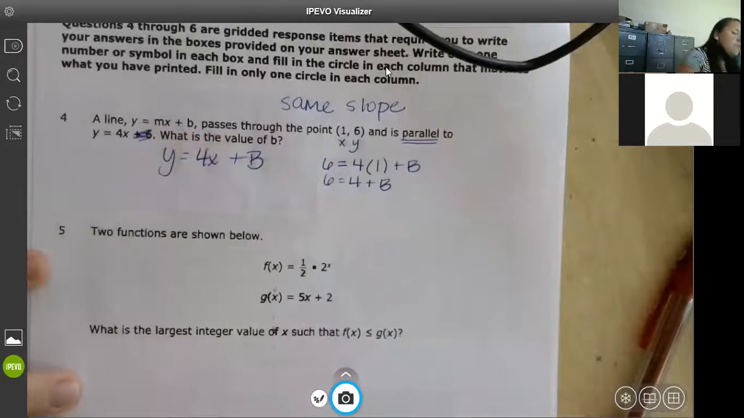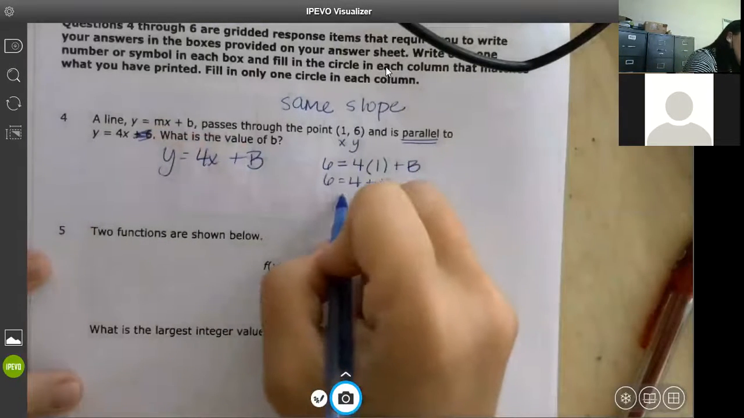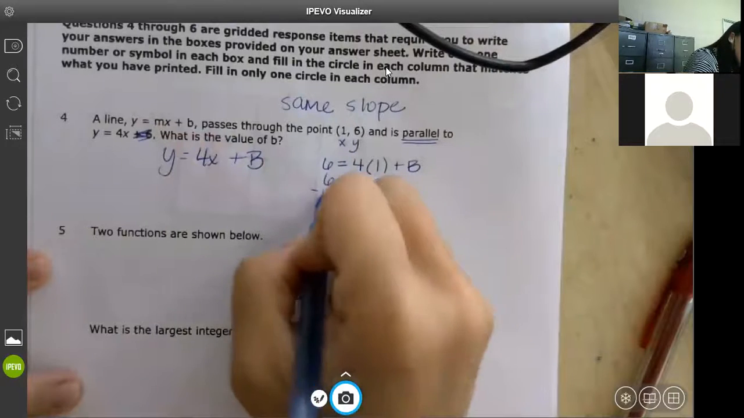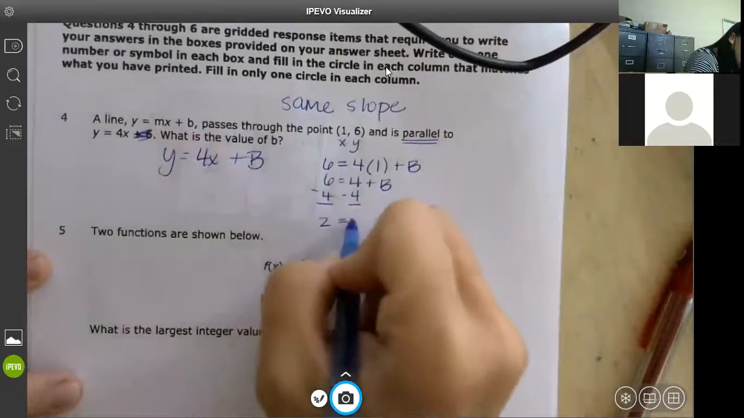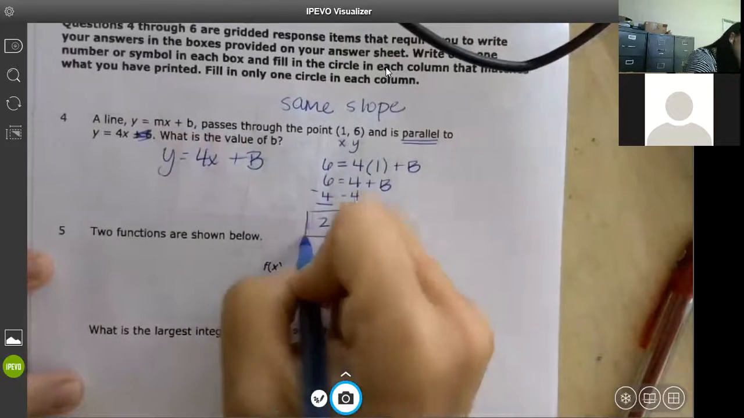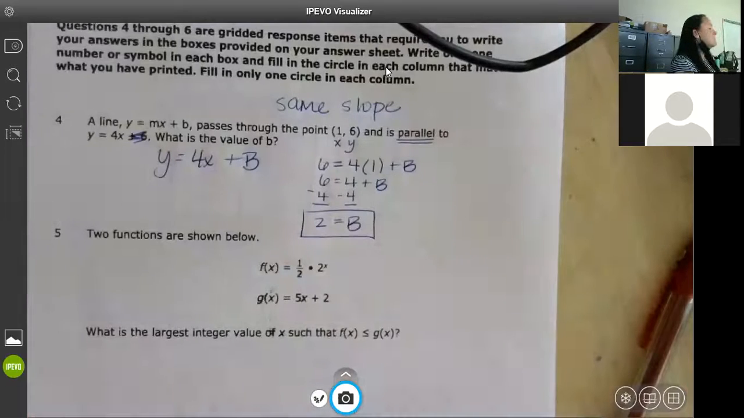Okay. How do I solve for b? Minus 4. What's 6 minus 4? It asks what's the value of b? 2. Again, they're not going to give you super, super hard stuff. And if they do, it's going to be like 1 or 2 problems. So don't stress out about it.